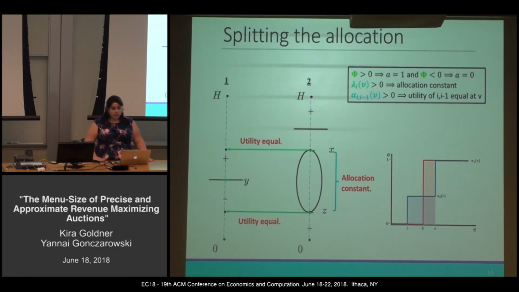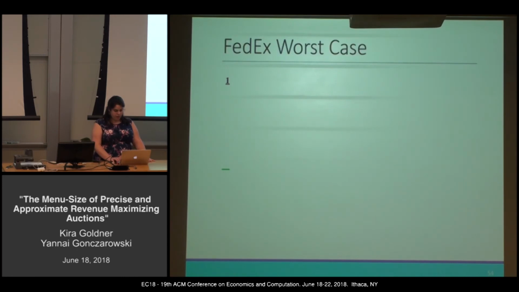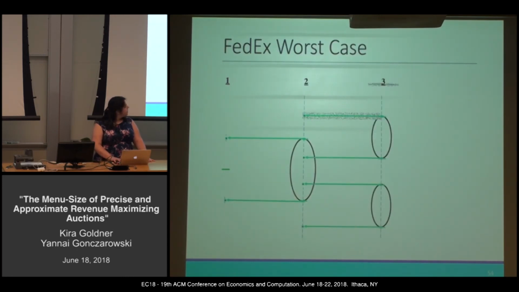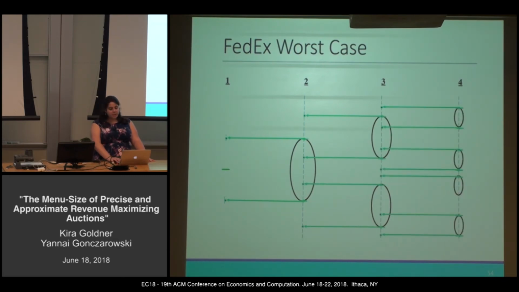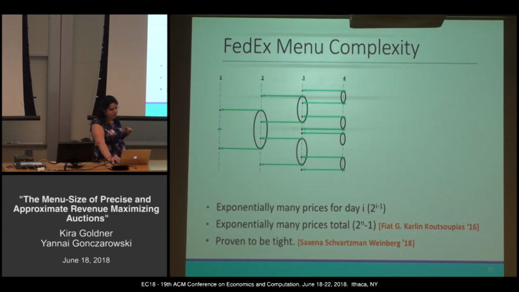So, again, what's the worst case for FedEx is when we have a dual that keeps exploding, and we wind up with exponentially many options, right? We just have the exact same complementary slackness constraints coming from these alphas being positive and our lambdas being positive. Okay, so again, as we said, you get exponentially many prices for deadline I, which means exponentially many total, and this is perfectly tight. Okay, so let's go to more complex settings from here now that we have this duality technology.